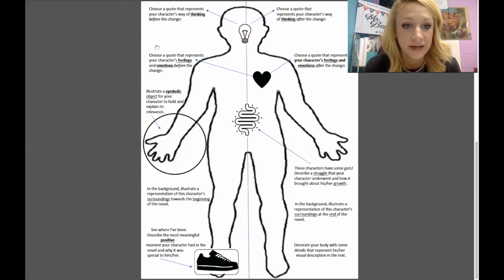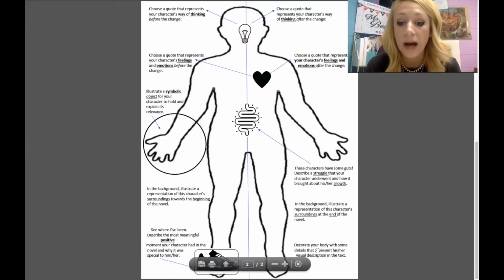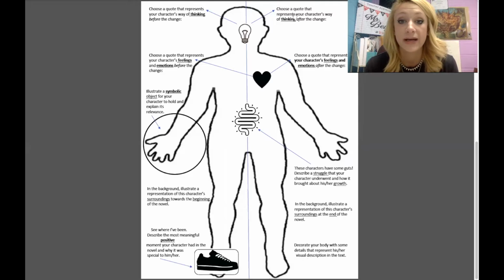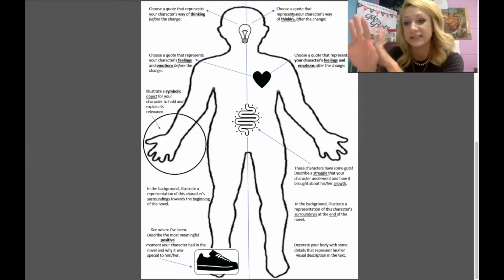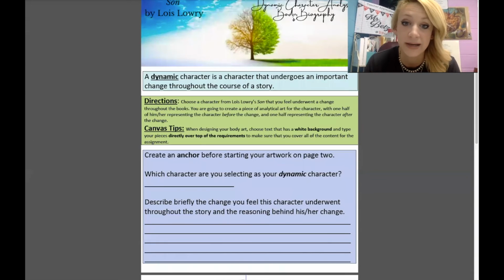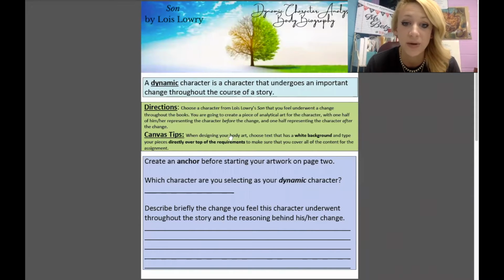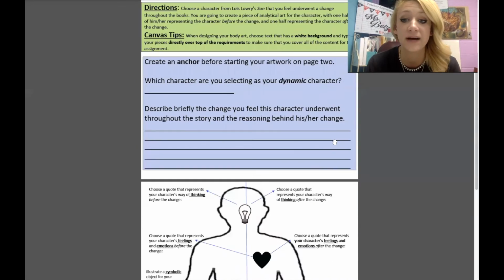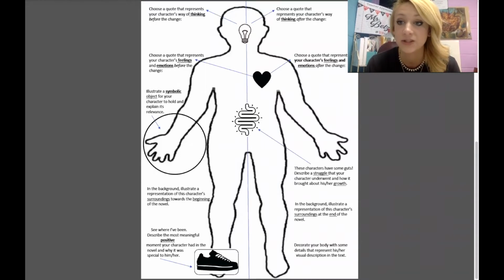So each of these different pieces of text here has a requirement that must be added to your body biography. However you want to do this is totally fine. If you want to create a poster and just use this as a reference and design everything fresh and new, you can do that. If you want to design directly onto this, you can. So on Canvas, and that's part of my Canvas tip up here, when you design your body art, if you choose text that has a white background and you type your pieces directly over top of the requirements, then it will cover that content with your own. And I'll show you an example of that in a moment here. But let's go through the criterion.